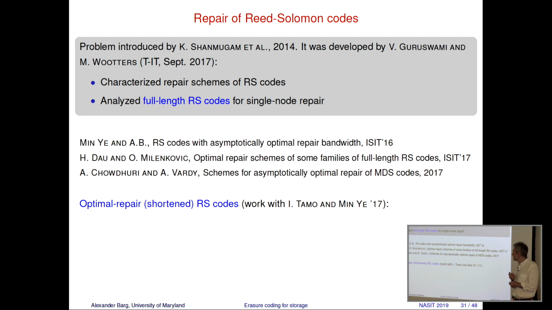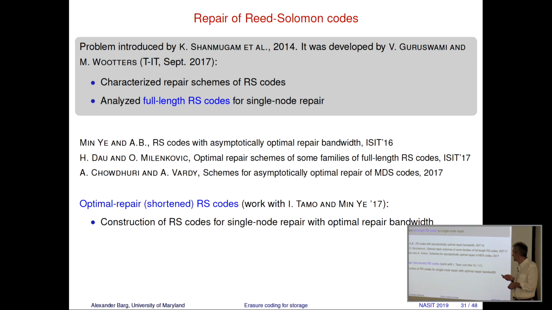Now, it is important to realize that nobody told us that the repair scheme has to be linear. It is difficult to think of nonlinear schemes, right? And so what they did, they said that if there is a repair scheme, then it basically looks as will be shown now. Characterization of the general repair scheme, linear repair scheme. So we constructed Reed-Solomon codes for single node repair with optimal repair bandwidth. And we derived a lower bound on sub-packetization parameter for Reed-Solomon codes.